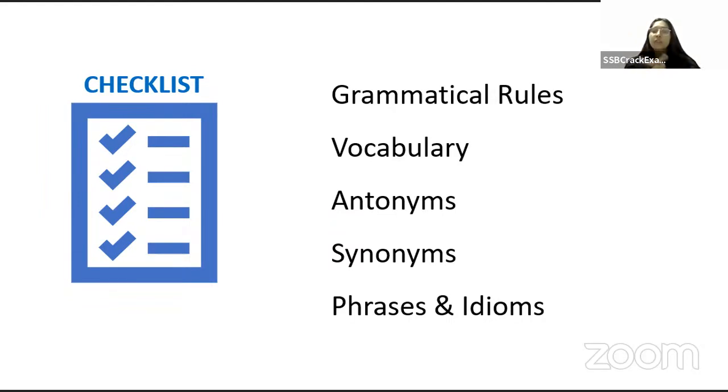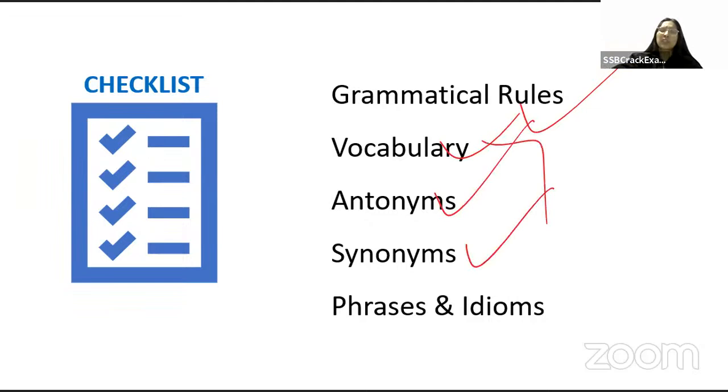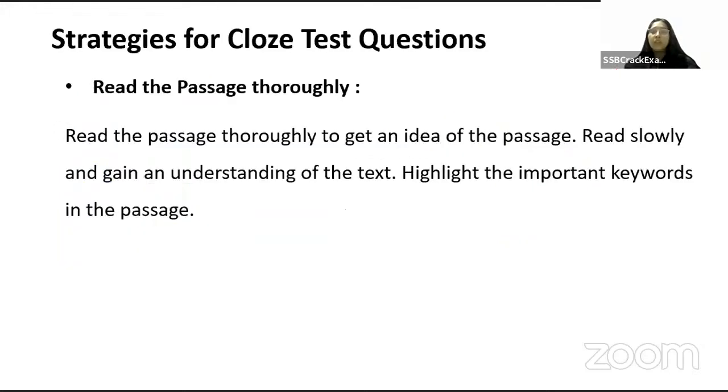ठीक है? तो इसमें हमें क्या ध्यान रखना चाहिए? ग्रामेटिकल रूल कवर किया है कि नहीं, वोकैबुलरी कवर किया है कि नहीं, एंटोनिम, सिनोनिम. So this will just go together, ये सब साथ में जाएगा वैसे, राइट? So again I would say grammar and vocabulary, which will include antonyms, synonyms, phrases and idioms. So all these parts, if you have covered them well, you will do very, very good.